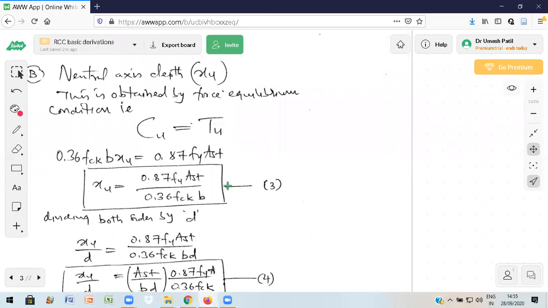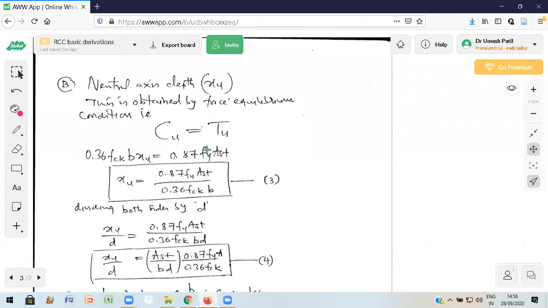It means, as you know, a couple is resisting the bending moment. A couple means two equal and opposite forces acting on a body having the same magnitudes. Cu and Tu are having the same magnitudes. It means Cu must be equal to Tu to form a couple. Otherwise, a couple cannot be formed. If the two forces are not equal, they will not form a couple. So now observe here. This is the basics of RCC.